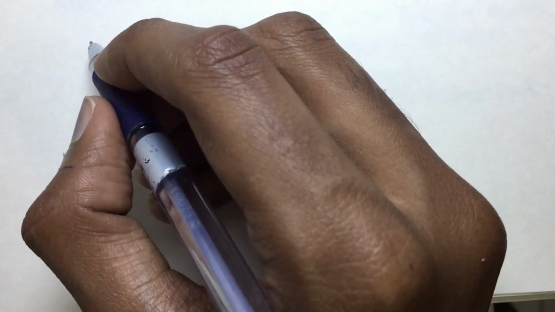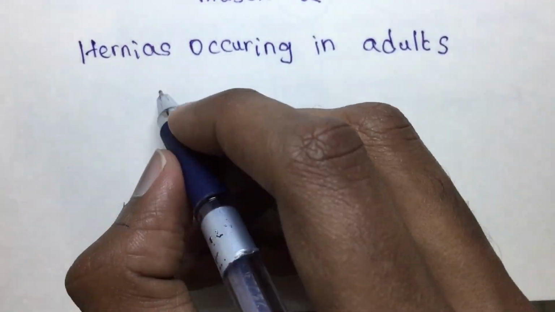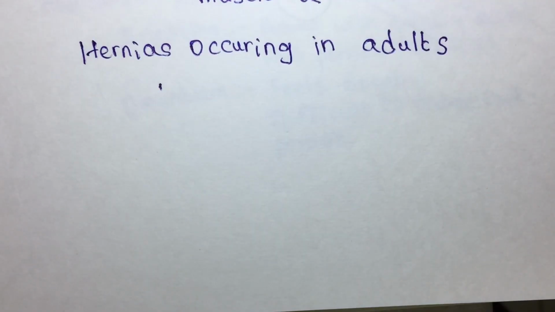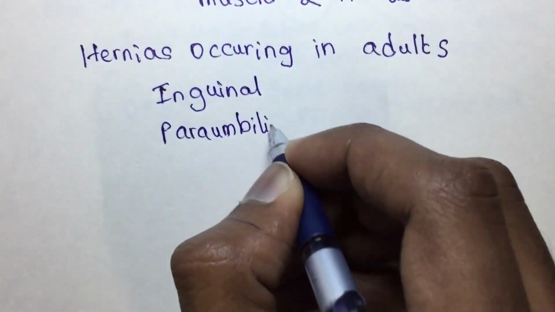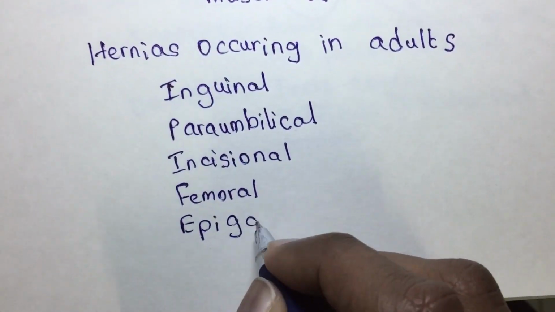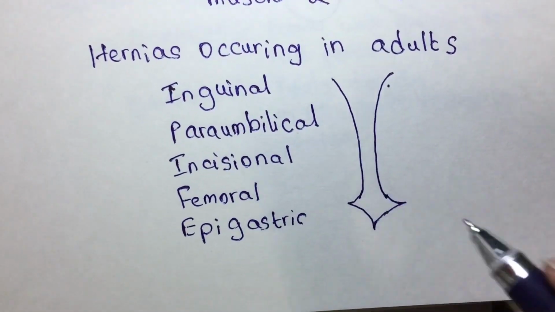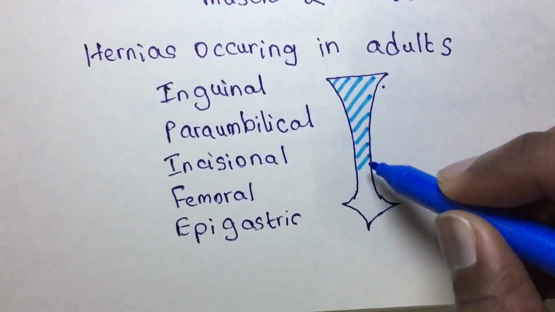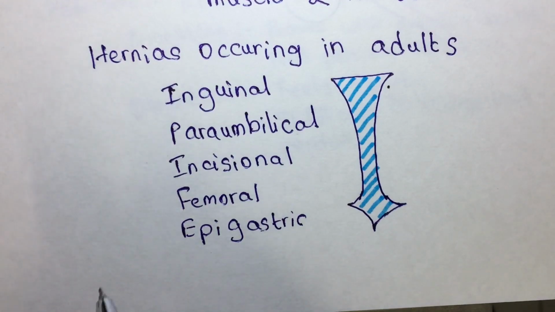High abdominal pressure due to constipation, prostatic symptoms, coughing excessively due to respiratory diseases, obesity, etc. is not a major cause of hernia. Now I will enumerate hernias occurring in adults in decreasing order of frequency. Inguinal, paraumbilical, incisional, femoral, and epigastric. Umbilical hernia is common in children.